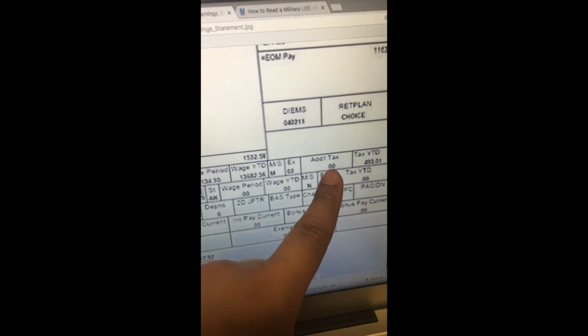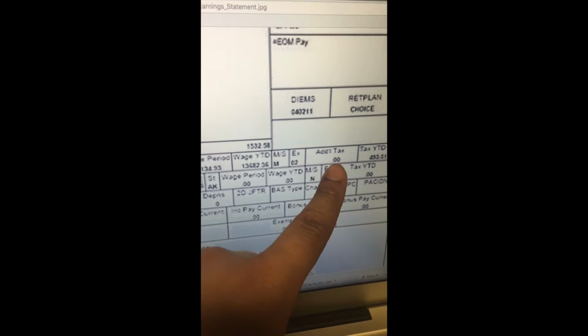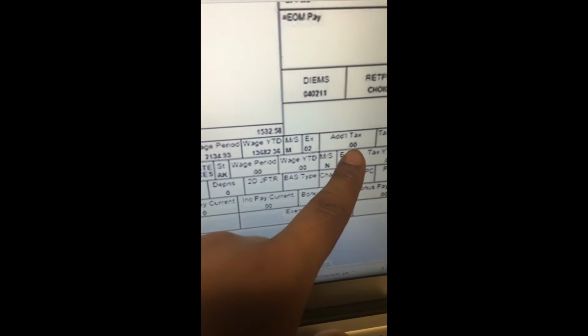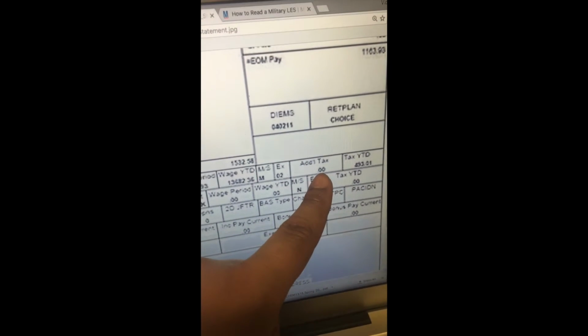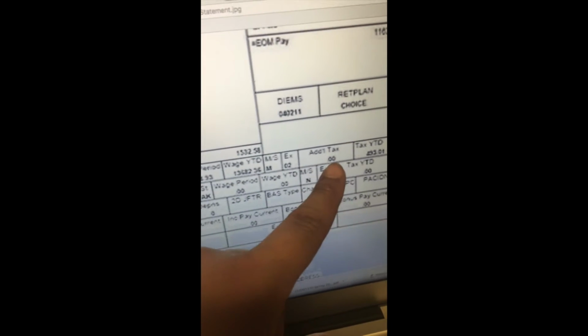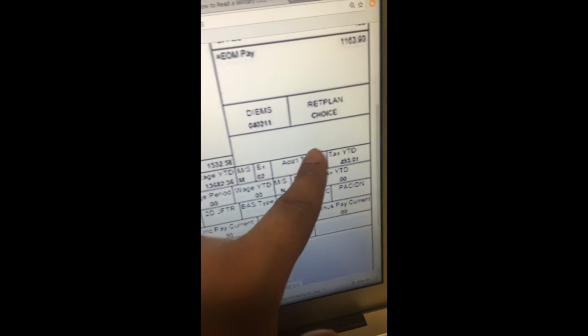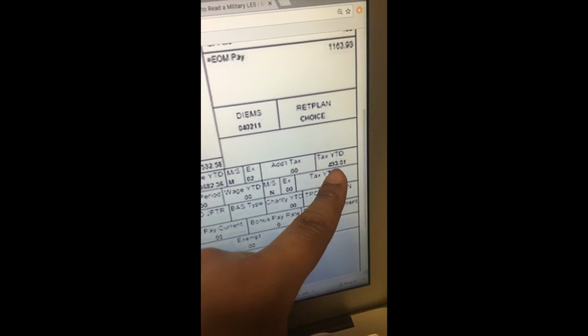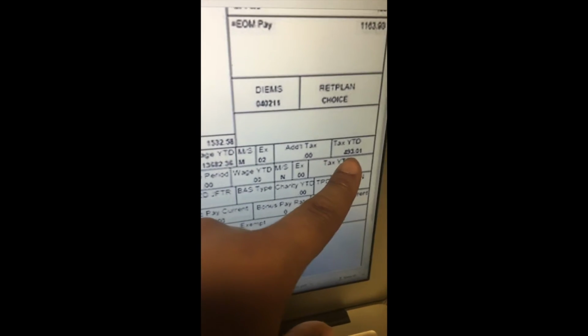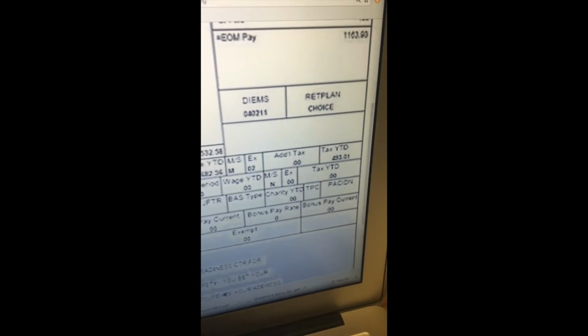This is the added tax that you might want to add to your tax deductions. So that's an additional amount. And then this is the total amount of money withheld for federal taxes to date in the year.